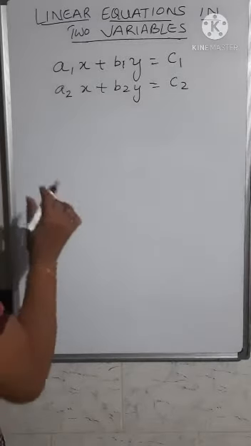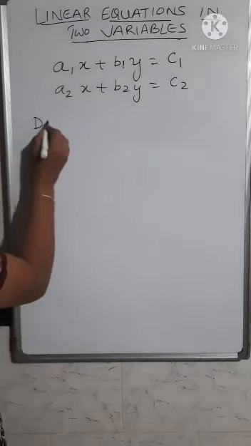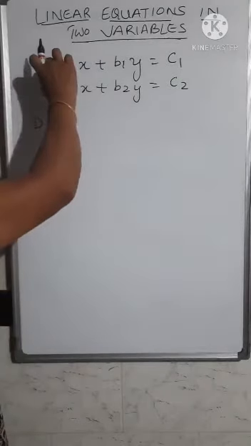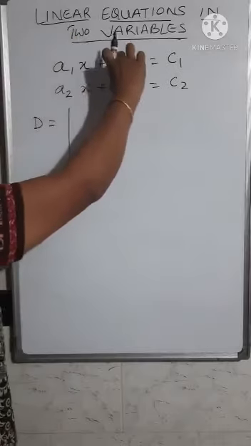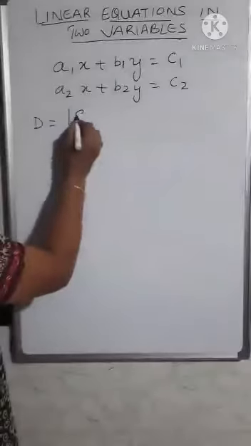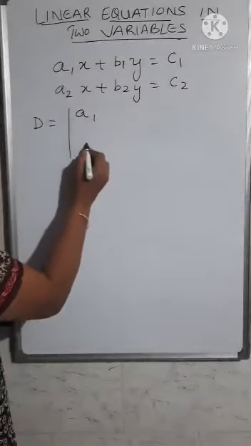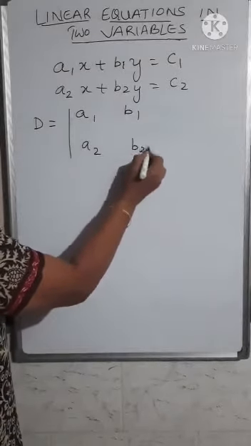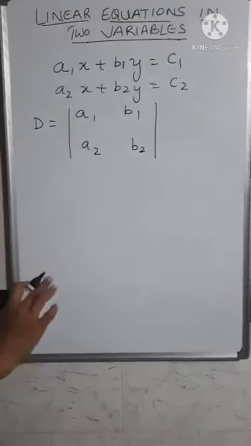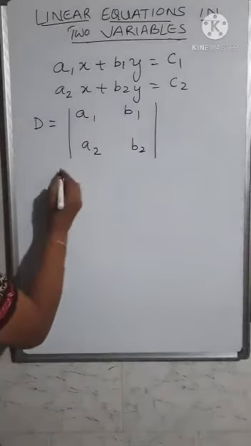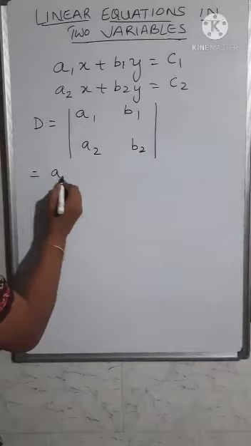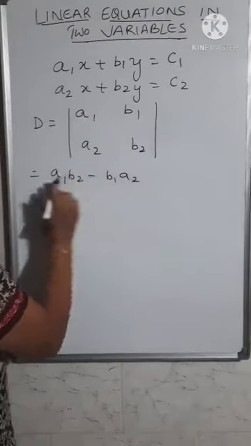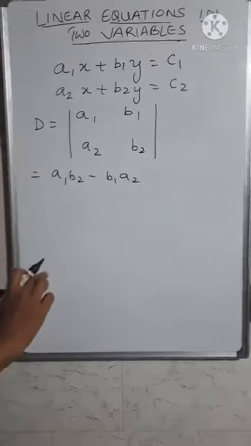Now the first thing is finding the value of D. To find D, you need to take the coefficients of x and the coefficients of y. So the value of D is given by the determinant with rows a1, b1 and a2, b2. Then you cross multiply: a1 b2 minus b1 a2. This is the value of D.